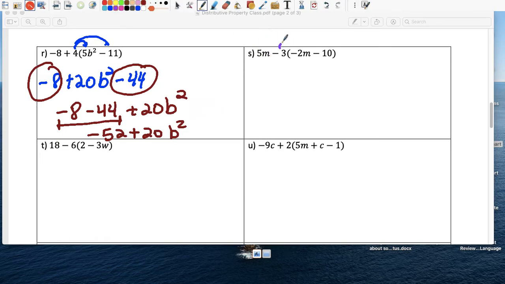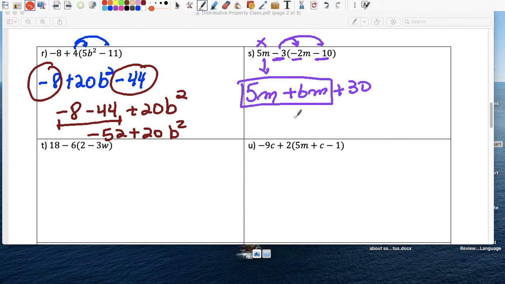Again, the distributive property is happening here, not here. This we write here. Now we distribute the negative 3, so it's negative 3 times negative 2 is positive 6m. Negative 3 times negative 10 is positive 30. Can we combine terms? Yeah, I can combine these two terms here. 11m plus 30.